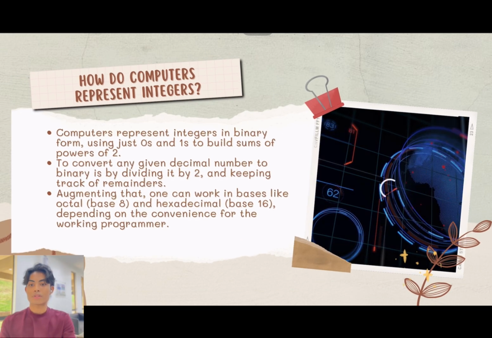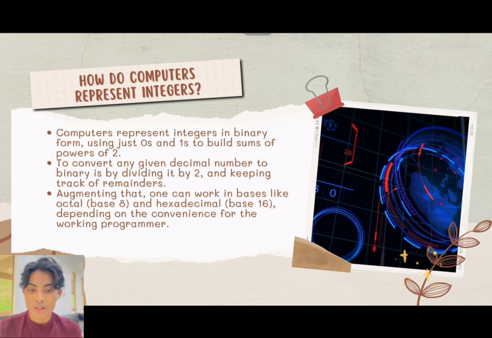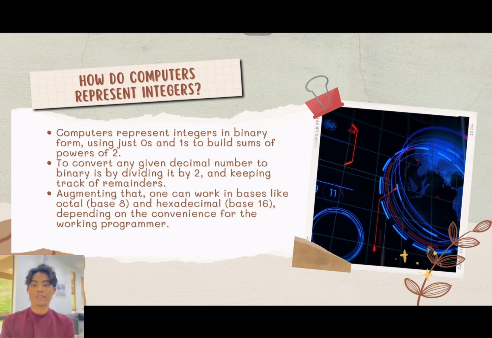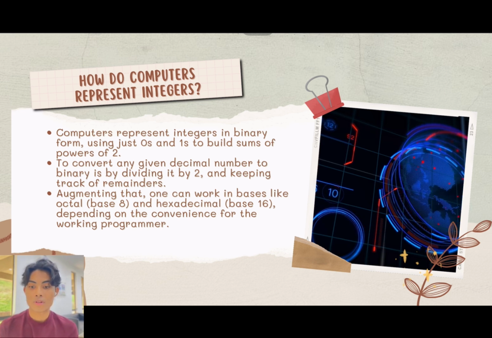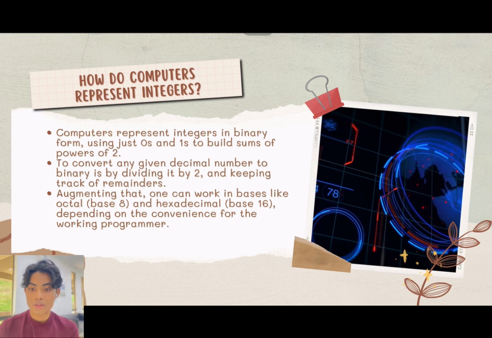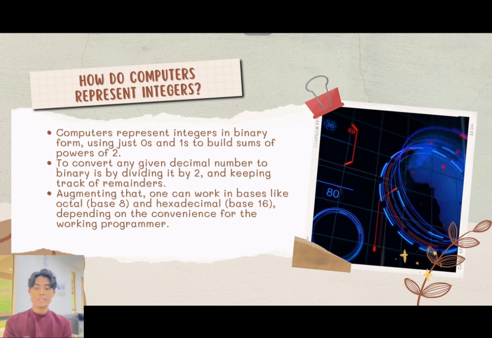So how do computers represent integers? The computer only knows zeros and ones in order to build the sum of powers of 2. To convert any given decimal number to binary is by dividing it by 2. Other than that, there are also base 8 and also base 16, depending on the convenience for the programmer of the computer.